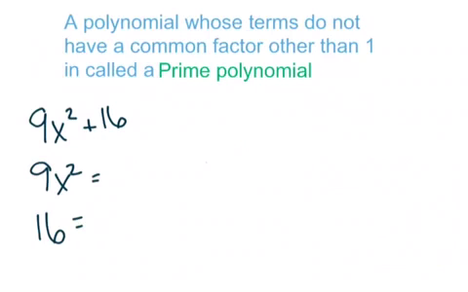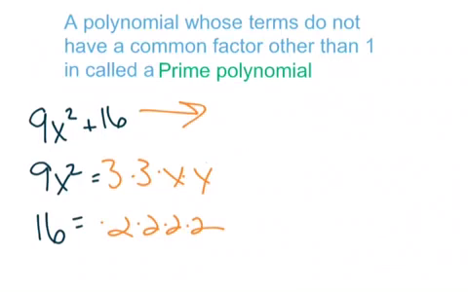Okay? Alrighty, the next thing here, a polynomial whose terms do not have a common factor other than 1 is called a prime polynomial. So, right here we have 9x squared plus 16. Okay? Now, I'm just going to spell these out for you just so you can see with your own eyes. 16 is 2 times 2 times 2 times 2. Okay? Now, do they have any numbers or any exponents in common? No, they do not. So these right here would be a prime polynomial. Okay? So just keep that in mind. There are times when you'll see that on your homework or on a quiz or on a test.